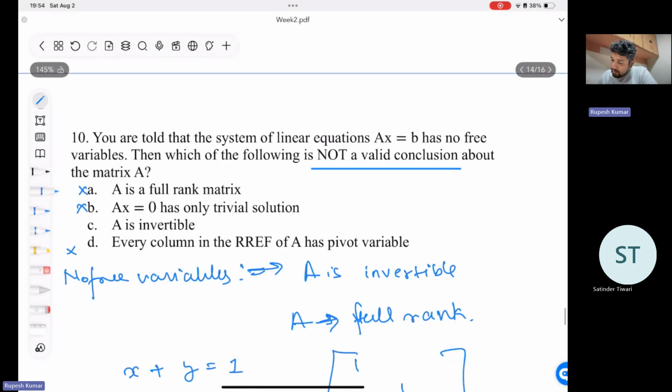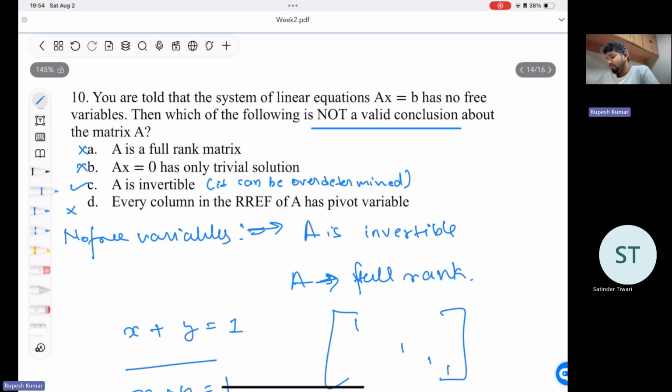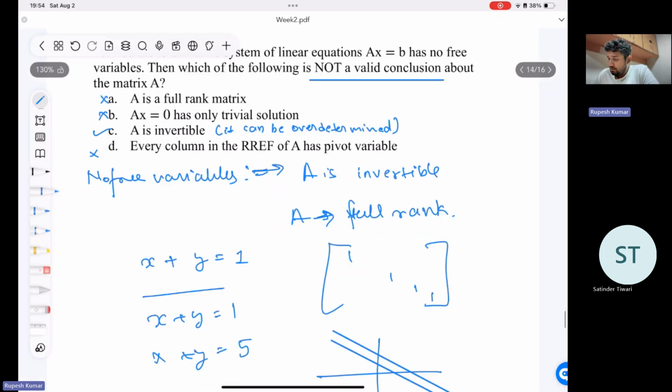Valid conclusion: Ax equals 0 has only the trivial solution. That's not true. There can be other solutions, right? A is invertible: you can't comment, because it can be overdetermined, so invertibility is not defined. And then every column has to be a pivot variable, right? Satyen, is this clear?